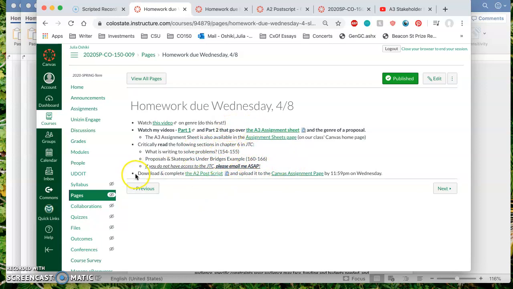And finally, please complete the A2 postscript and upload that to the Canvas assignment page. The A2 postscript is just going to have some questions that help you reflect on what you feel like you did well, what you struggled with in regards to A2, which is actually going to help you with A3 because so much of what you did for A2 is going to carry over. All right, so that is what we have. That's your A3 assignment. As always, please email me if you have any questions.